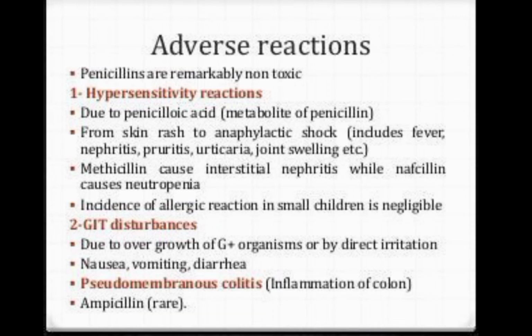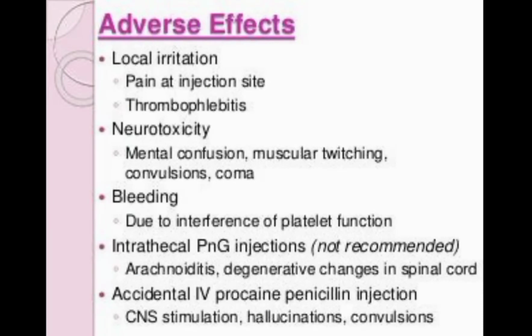Then we have GIT disturbances due to overgrowth of gram-positive organisms or by direct irritation. We have nausea, vomiting, and diarrhea. There is also pseudomembranous colitis, which is inflammation of the colon. So when we continue looking at the adverse effects, we are going to look at local irritation. This can include pain at the injection site, then thrombophlebitis. Neurotoxicity, which can include mental confusion, muscular twitching, convulsions, and coma. And bleeding can occur due to interference of platelet function.